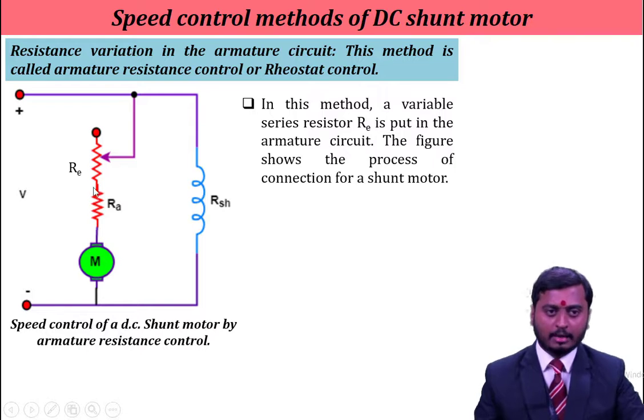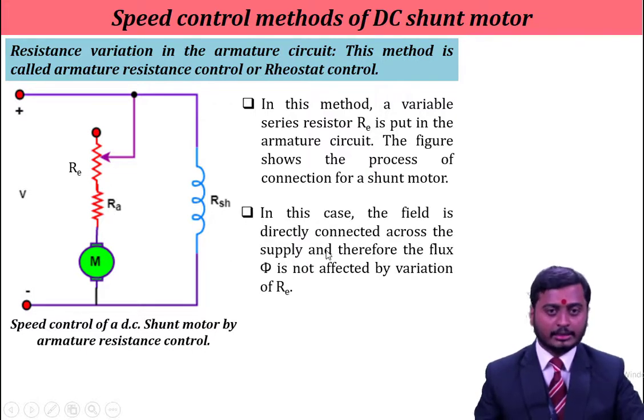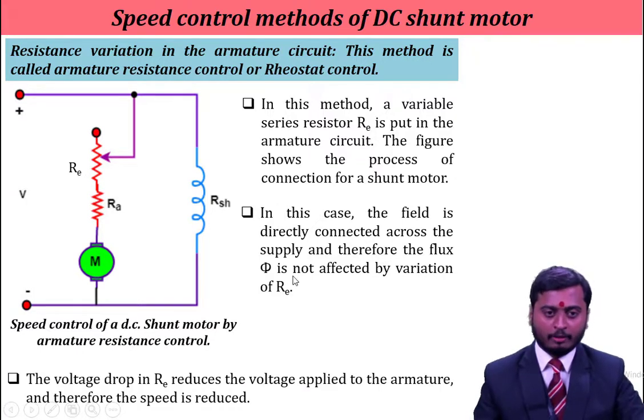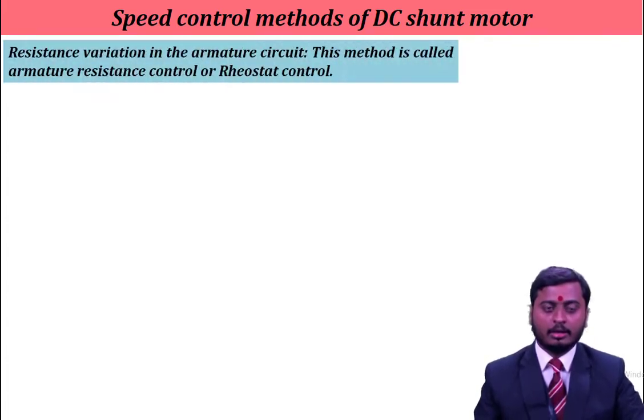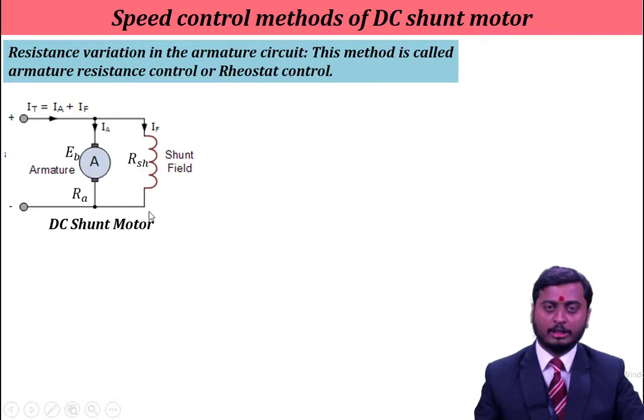Here you will observe that an external resistance RE is connected in series with the armature resistance RA to the armature. In this case, the field is directly connected across the supply, and therefore the flux phi is not affected by a variation of this external resistance RE. The voltage drop in RE reduces the voltage applied to the armature, and therefore the speed is going to decrease. How? Let's discuss here. We have a simple diagram of a DC shunt motor. Here V is the voltage given to both the armature and the field winding.